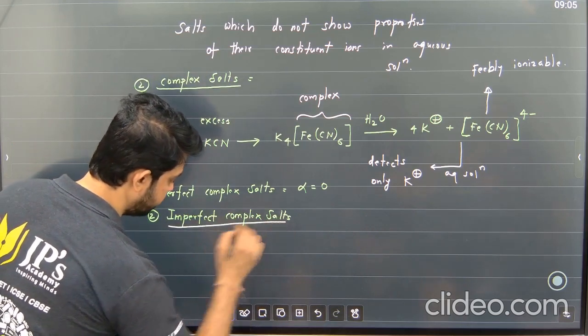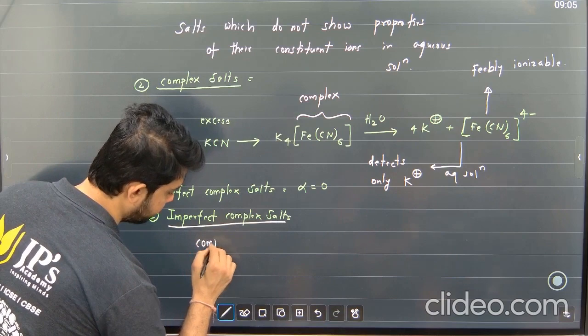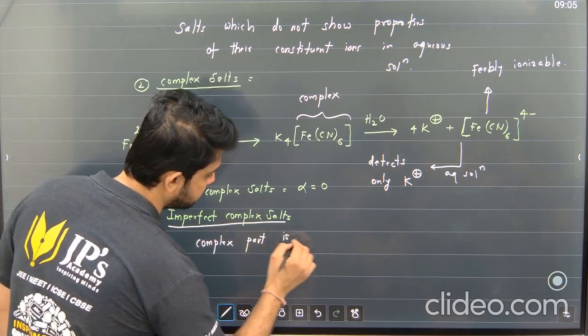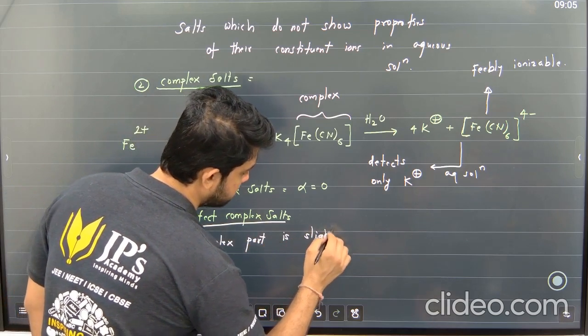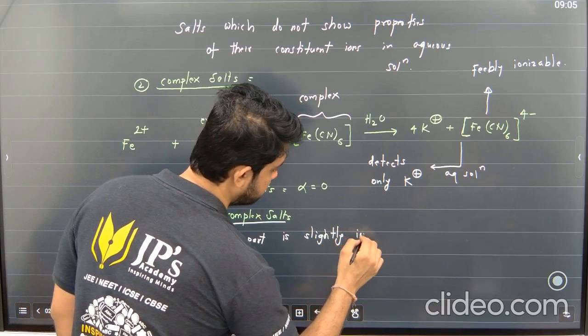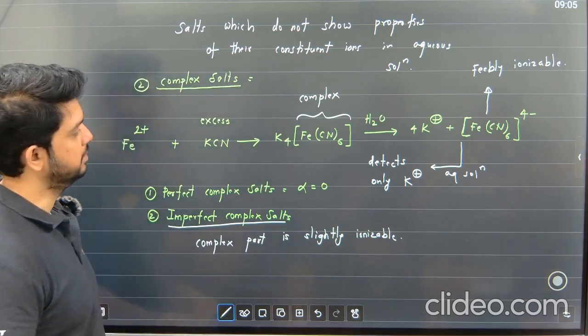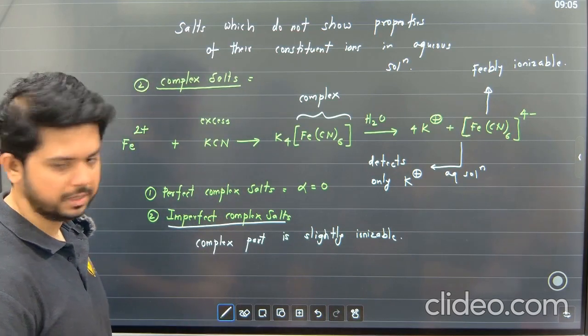What will we say about an imperfect complex salt? Even the complex part is slightly ionizable. Do you people get that?